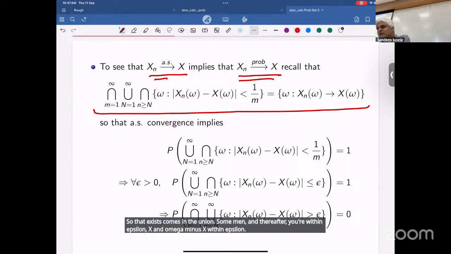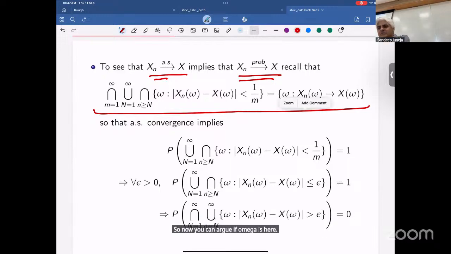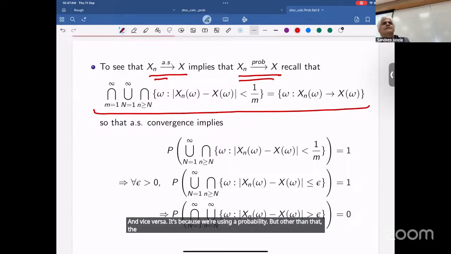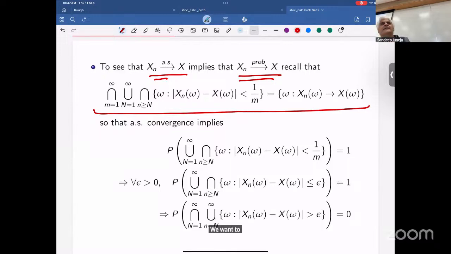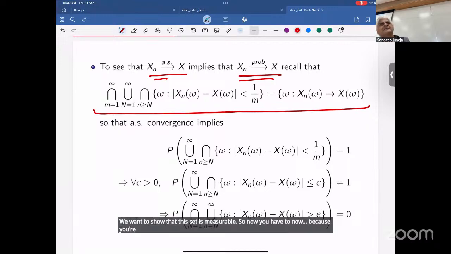So now you can argue that if omega is here, it must belong to this collection here, and vice versa. The only reason to bring in these unions and intersections is because we're dealing with probability. Other than that, the argument isn't tough. It's just that notation becomes heavy. We want to show that this set is measurable. Because you're worrying about P, you brought in the intersection. Yes, but the idea isn't that.